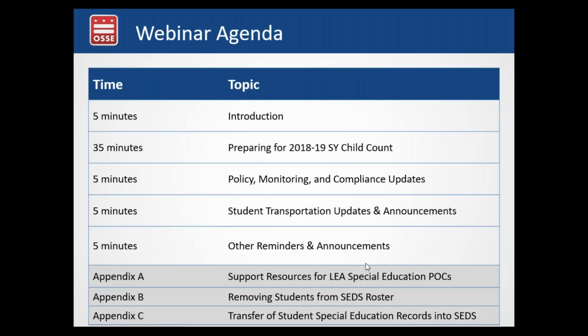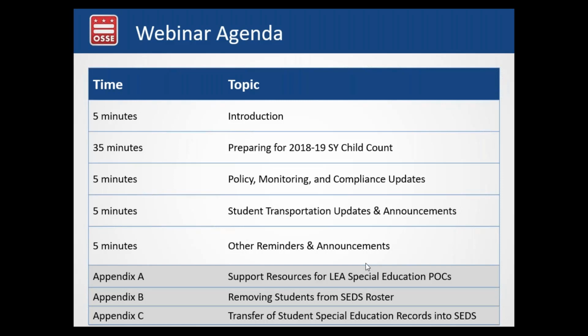So today's agenda, we're going to start off with a fairly deep dive into the child count process for this year. As the LEA Special Education Point of Contact for your LEA, you have a lot of responsibility to ensure that the child count process goes smoothly this year. This will require close collaboration with your data manager, as well as everyone who modifies and finalizes IEPs and SEDS. It'll be a lot of teamwork required.